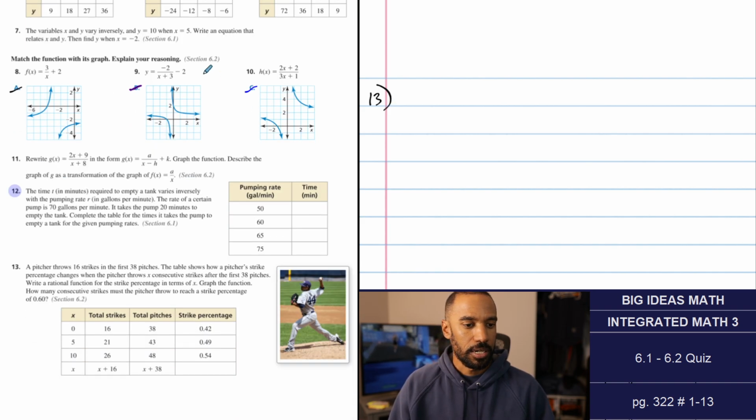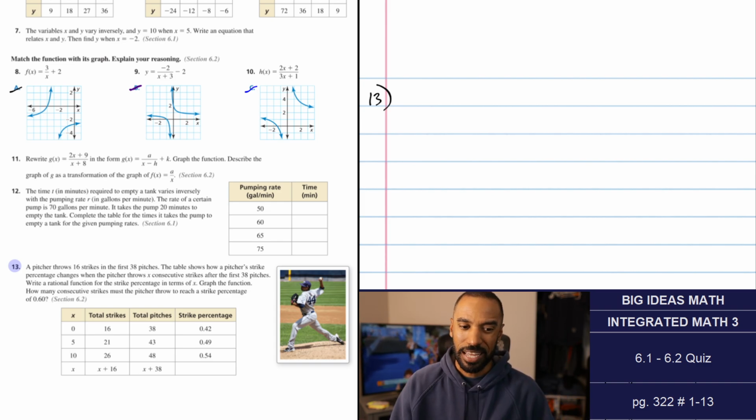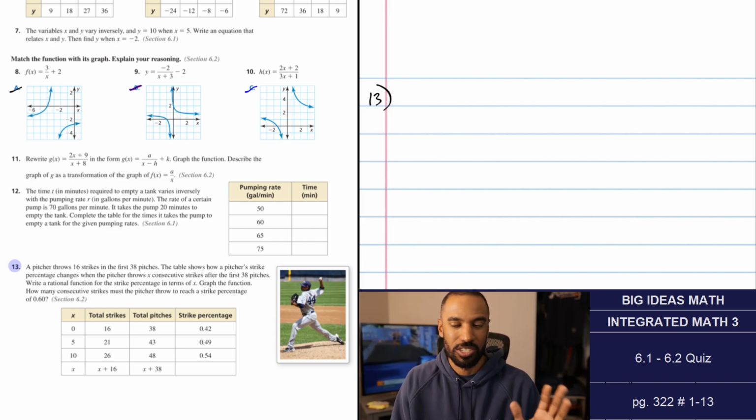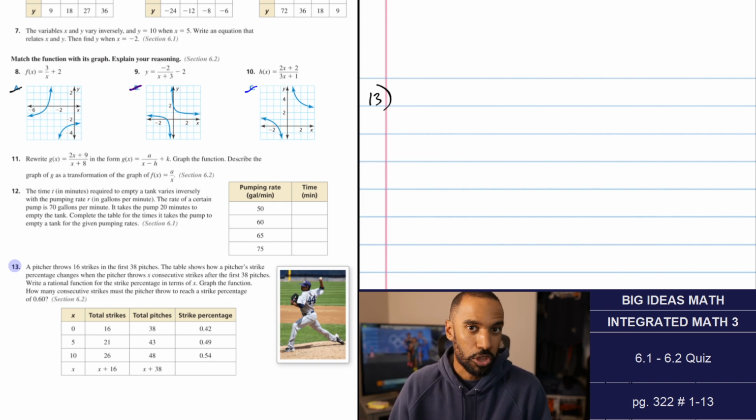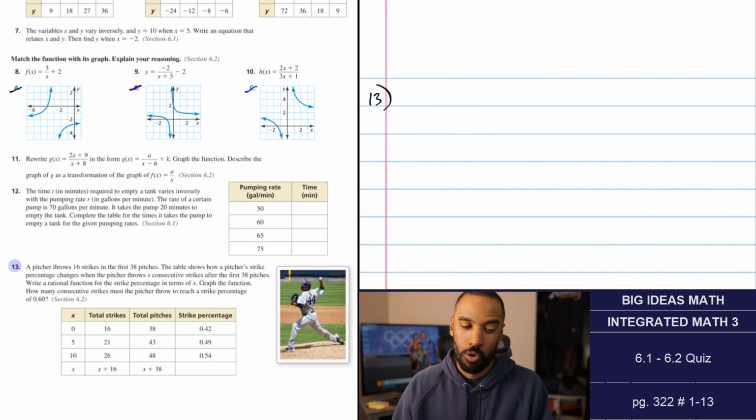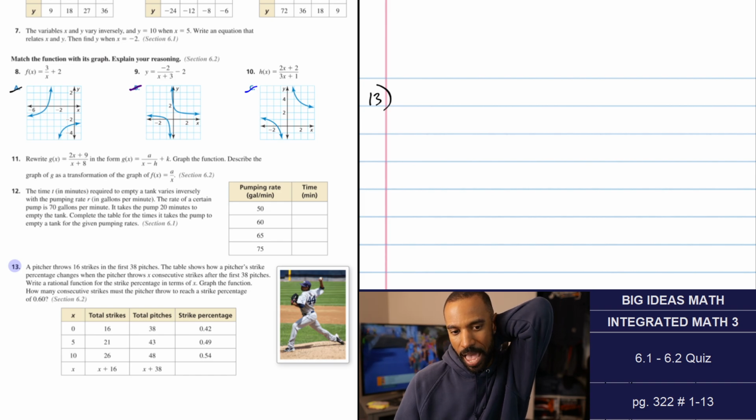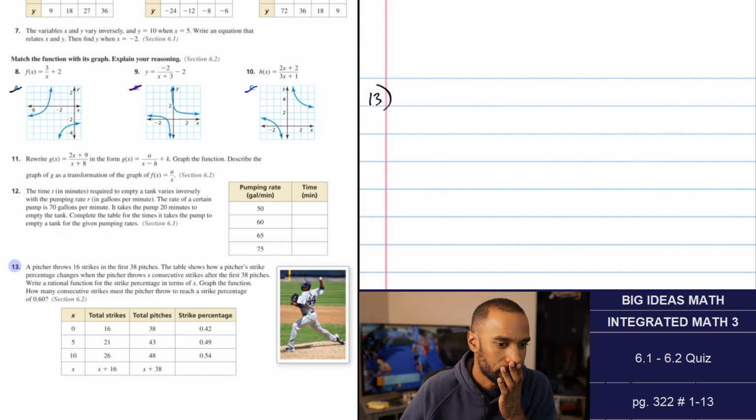It is number 13. On number 13, it says a pitcher throws 16 strikes in the first 38 pitches. The table shows how a pitcher's strike percentage, that's not good, that's low. Normally you'd want to be around 62%, which seems to be an average when all is said and done. Two thirds is great. That's low. Anyway, the table shows how a pitcher's strike percentage changes when the pitcher throws X consecutive strikes after the first 38 pitches.